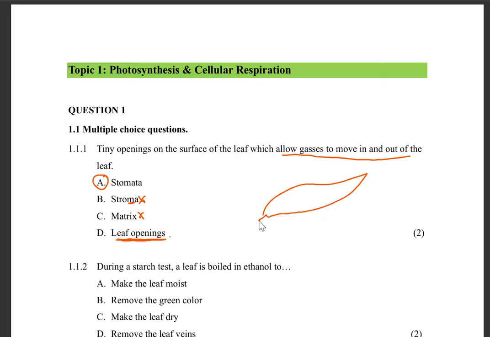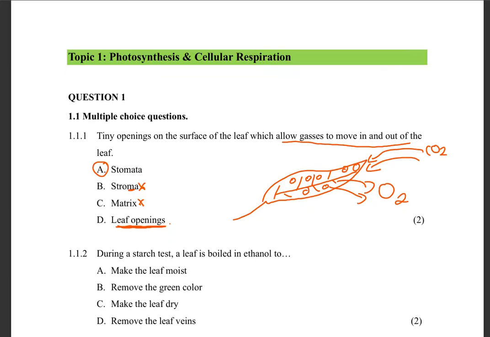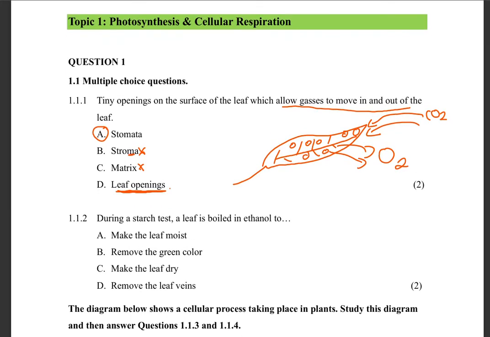So if you have a leaf, that's my leaf. I'm not sure why it's looking like that, but yeah, that's my leaf. So we're talking about these tiny openings that will allow gases to move in and out of the leaf. So gases moving in would be the gas that is required rather for photosynthesis. So gas moving in would be carbon dioxide and gas moving out would be oxygen, because we know oxygen will be produced as a byproduct. I'm not going to talk about water and other things. Okay, then we move to our second question.